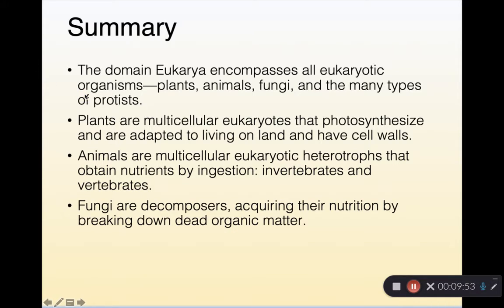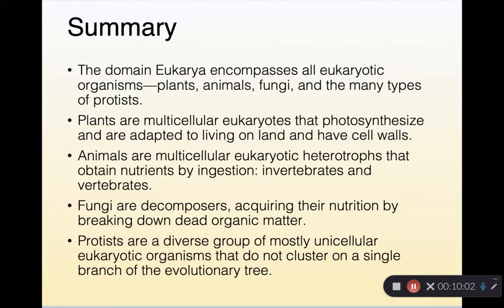And then we have fungi. Now, primarily, fungi are decomposers. They acquire their nutrition by breaking down dead organic matter. And lastly, we have protists, which are a really diverse group of mostly unicellular eukaryotic organisms that do not cluster on a single branch of the evolutionary tree, but are fairly diverse throughout it. Again, you've got to think back to the genetics of the organisms, not just the physical structure of those organisms.